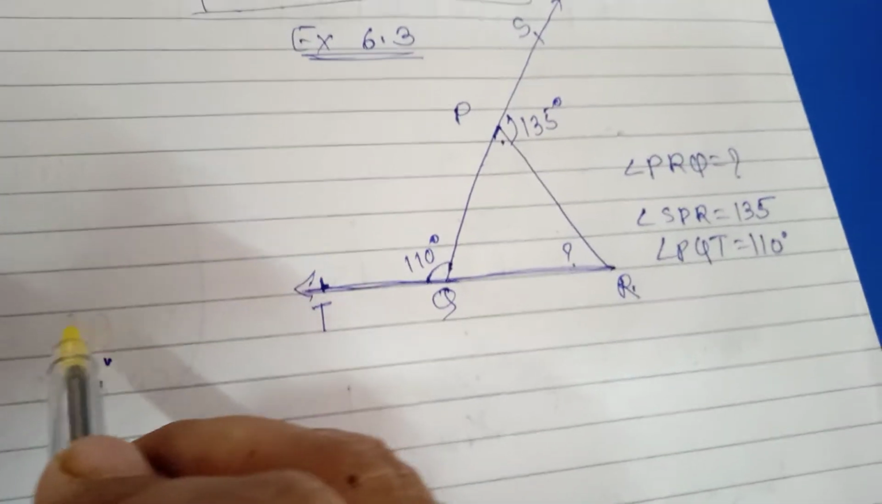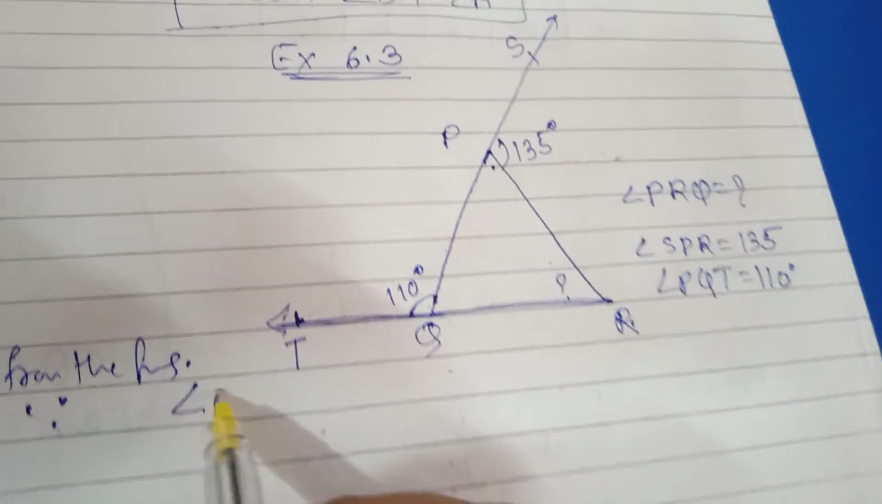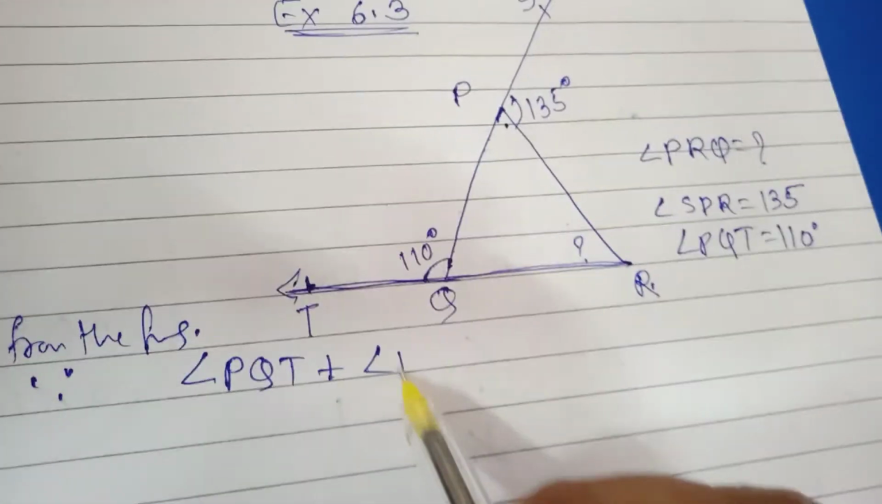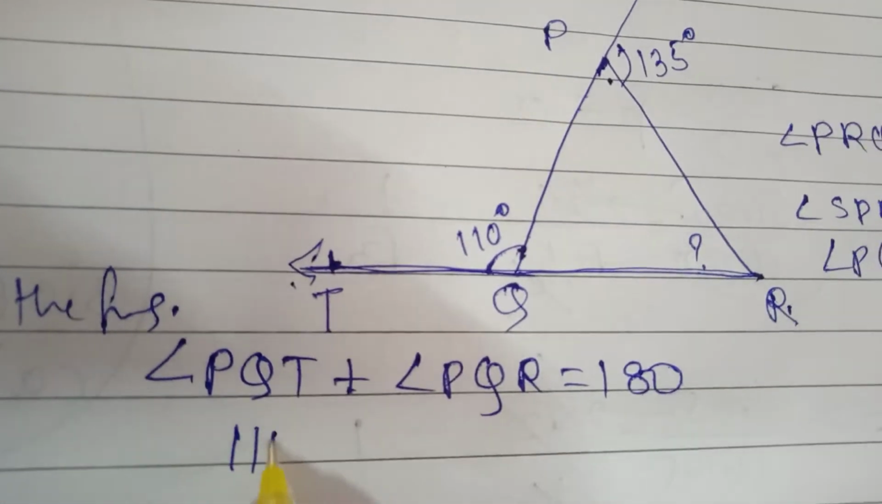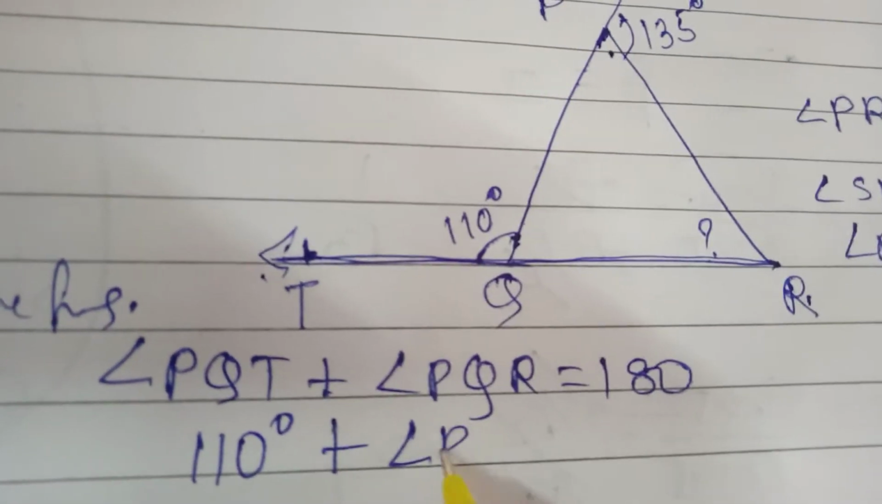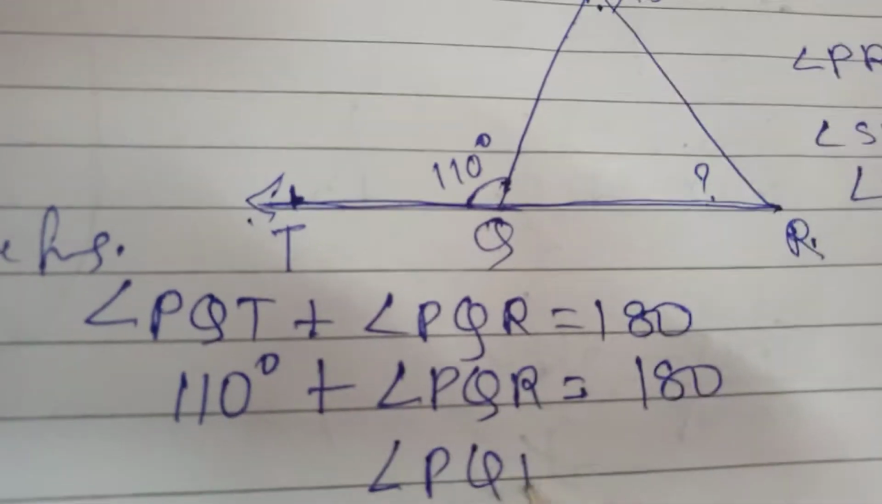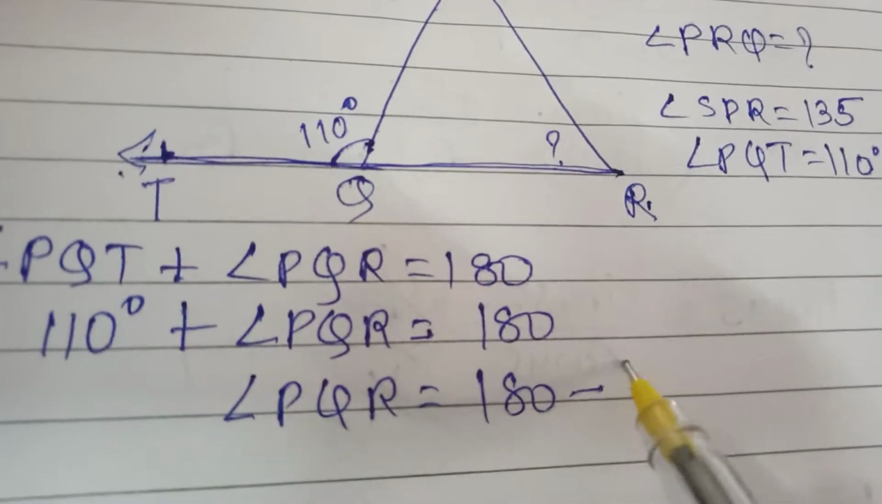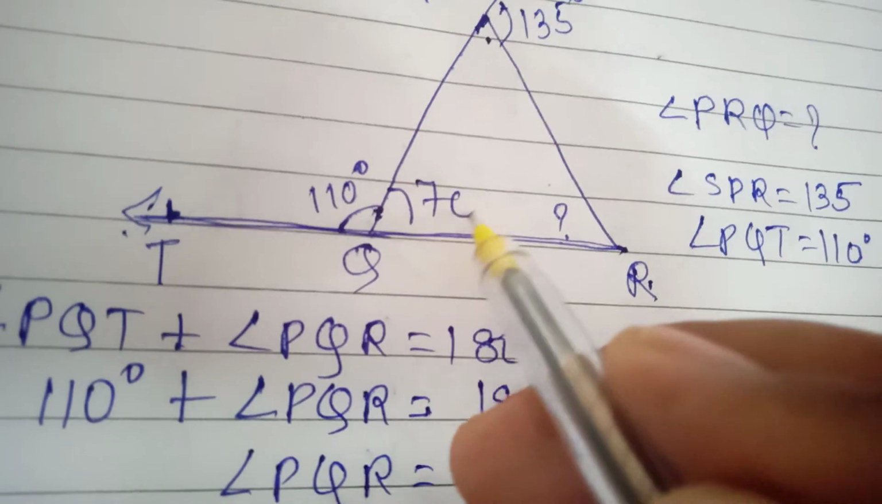So let's find out PRQ. Now first of all I will select this line because I will write here, since from the figure, angle PQT plus angle PQR is equal to 180. PQT plus PQR is equal to 180. Now PQT is 110 and we don't know PQR. So PQR will be missing here. So angle PQR is 180 minus 110. So we got 70. This angle is 70.